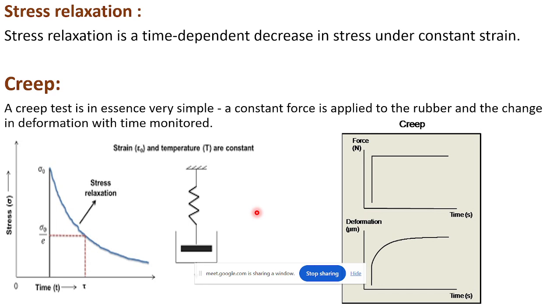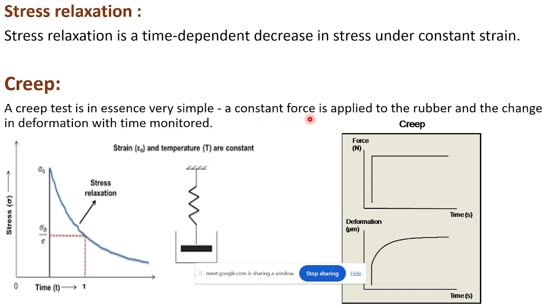So for example, if you take any rubber band and hold it at a specific strain, say 10% elongation, at a constant elongation, you will see after a certain time it becomes lumpy because the stress is reduced. That is because of the viscous component of your material. Now the next is the creep.